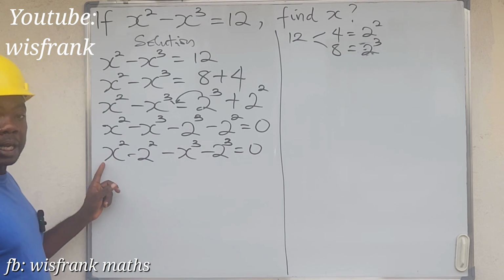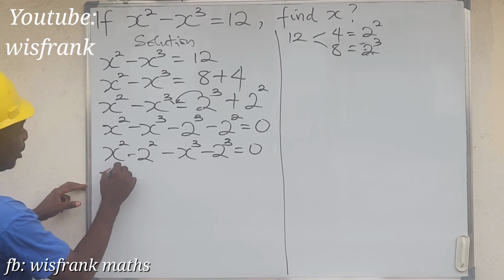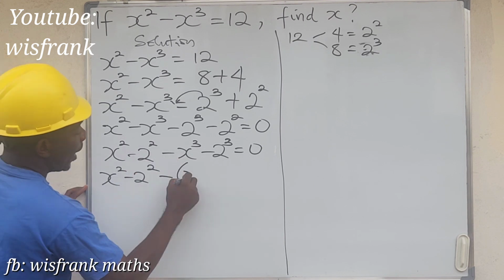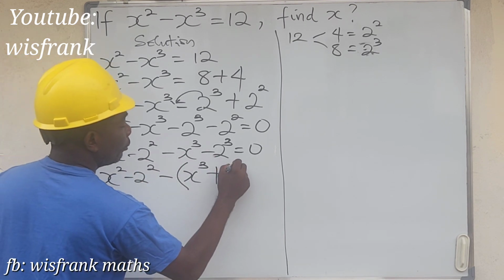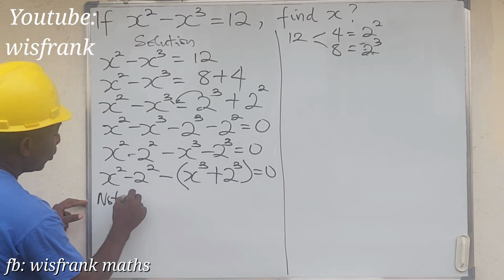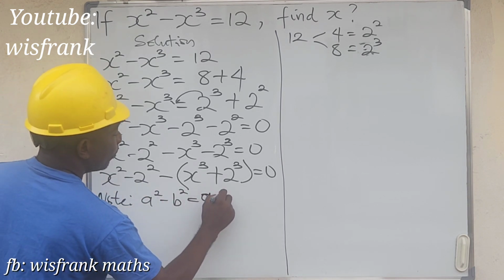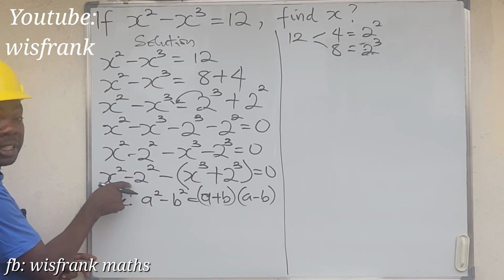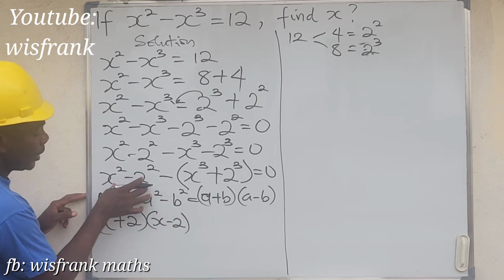So here we can see that this is a difference of two squares, and here we can group it together. This will become x to the power of 2 minus 2 to the power of 2, minus, into, here we are going to have x to the power of 3 plus 2 to the power of 3, because minus times minus will give us plus, all equals 0. So if you recall, when we have a to the power of 2 minus b to the power of 2, it is the same thing as a plus b into a minus b. So expressing this in this format, this will become x plus 2 into x minus 2. This is for this.